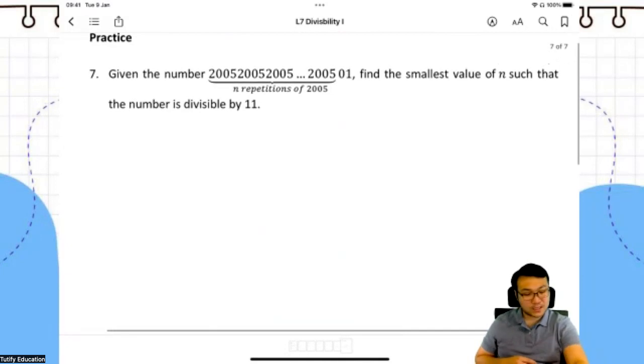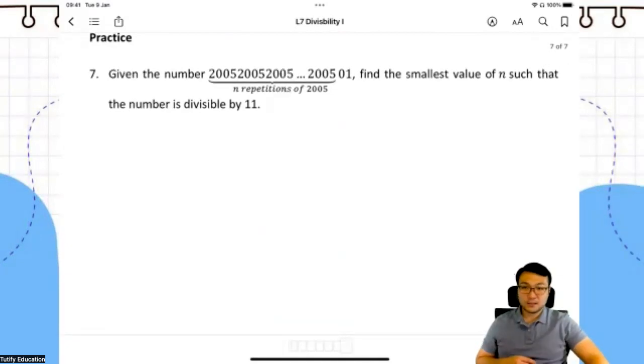So let's try question 7, everyone. Can I give you 2 minutes? And type your answer in the chat. Your time starts now. Find what is the value of n. The smallest value of n.